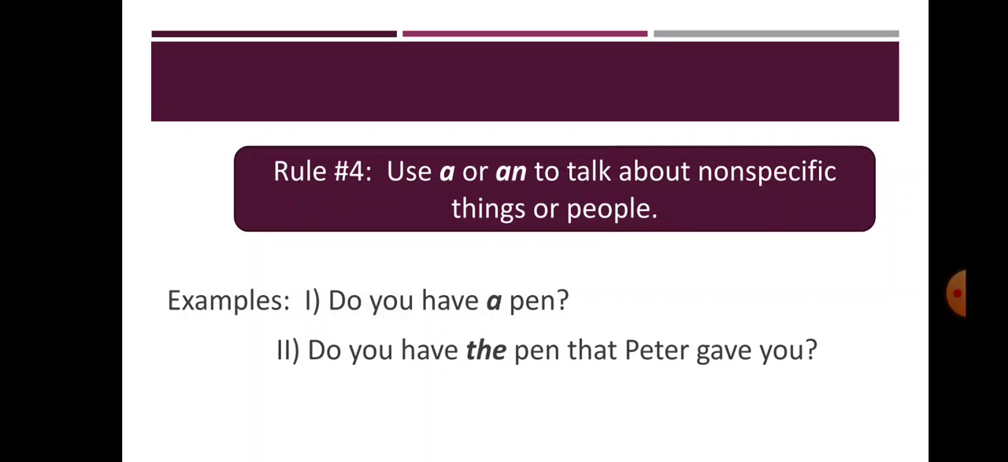Now, look at another example. Do you have the pen that Peter gave you? Here, I am referring to a specific pen. So when we are talking about a specific thing, the will come, and when we are talking about a non-specific thing, a or an can come. Got it, children? Now let us move to rule number 5.